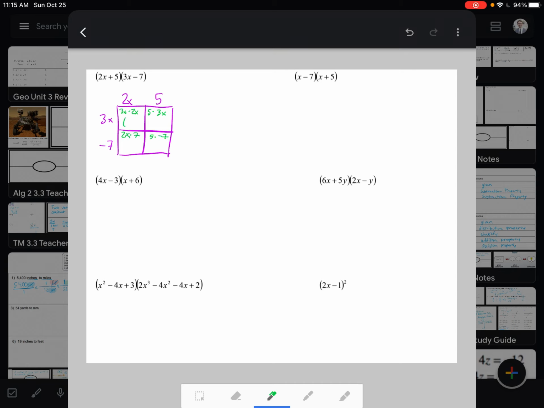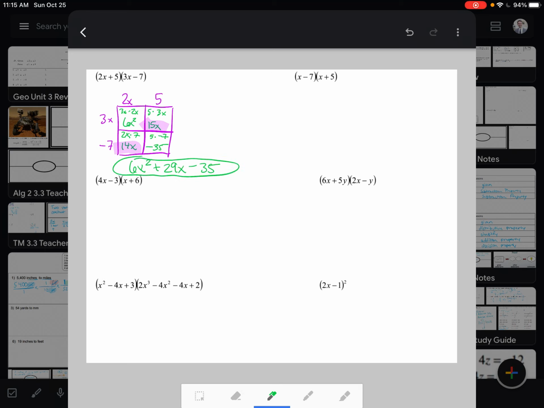And then 5 times negative 7. So we get 6x to the second power. We'll get 15x. We'll get 14x. We'll get negative 35. Looking for some like terms here. 15x and 14x will actually come together nicely for us to give us a final answer of 6x squared plus 29x, again putting together those like terms, minus 35.